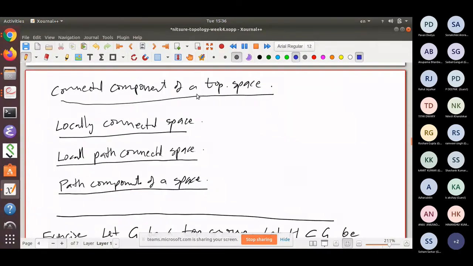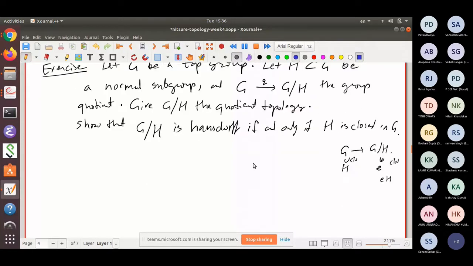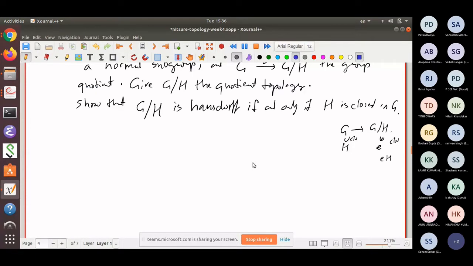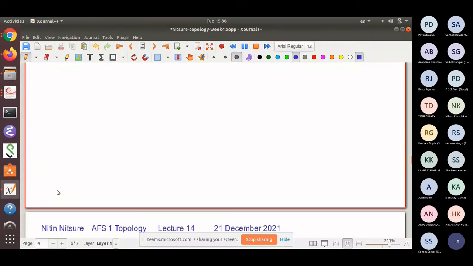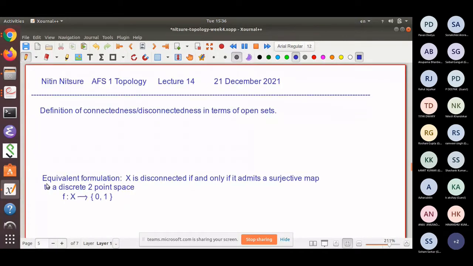Now we have to talk of connected components of a topological space, locally connected spaces, path components of a space, all such things we will do. But then we ended with the exercise that if there is a topological group and a normal subgroup H, give G mod H the quotient topology, then G mod H is Hausdorff if and only if H is closed in G. And you are supposed to do it without using any neighborhood arguments, but through the diagonal, etc. Okay, that was the previous lecture.